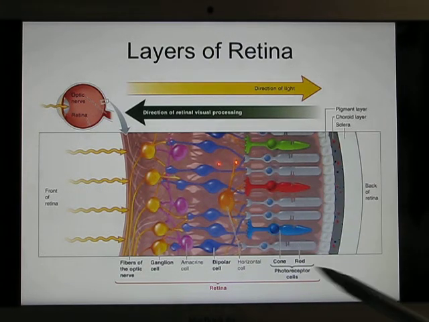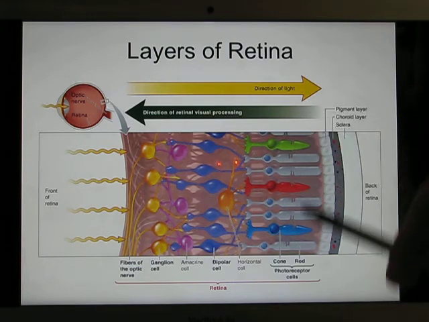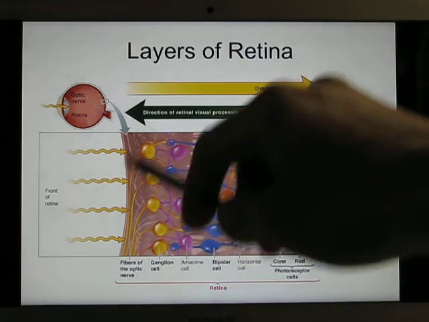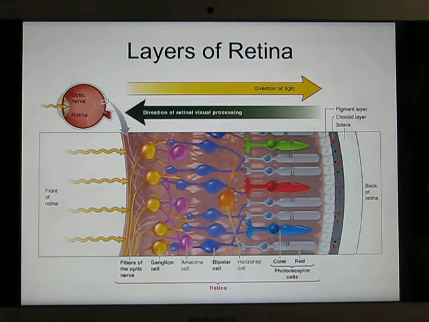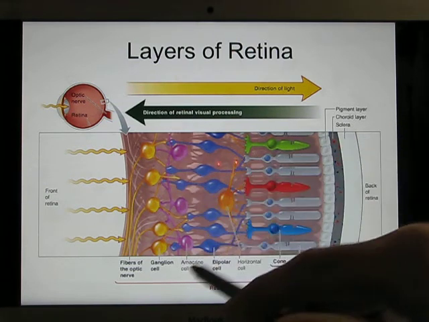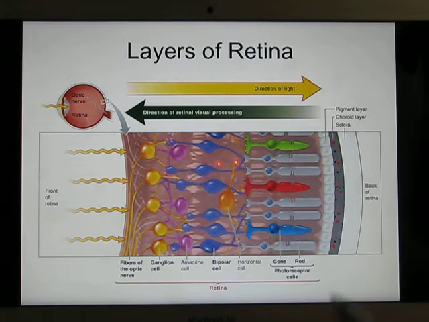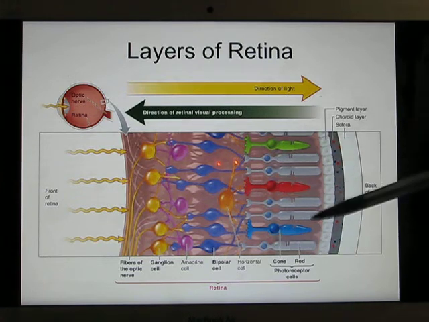And this shows you your retina. So you have the rods and cones, bipolar cells, ganglia cells. So we don't talk about the horizontal cells and amacrine cells too much in this class. Let's look at the rods and cones.